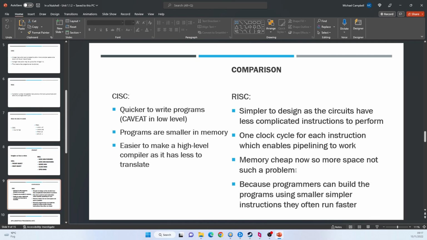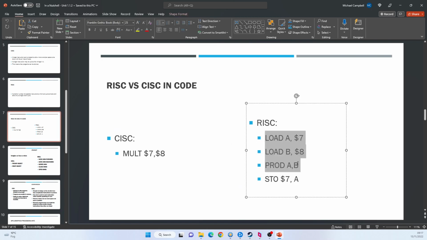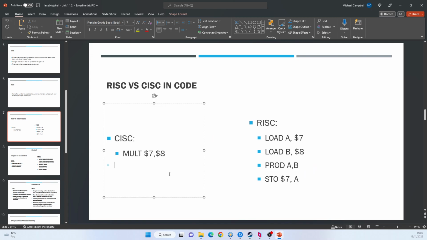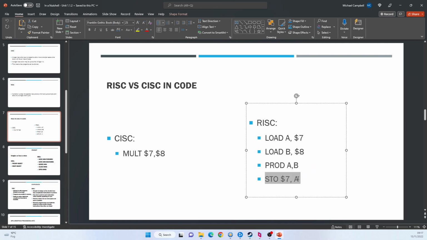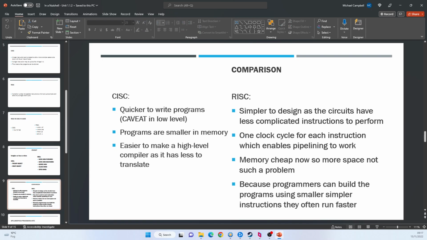And because programmers can build the programs using smaller, simpler instructions, they often, not always, run faster. What I mean by that is, let's say I wanted to do these 3 parts, but not do this, and do something else after that. I might have to still do all of that and then do the thing after, even though I don't really want to do the store 7. Maybe I'll do something here as well, like add 2 to it. Now I've got to do an extra instruction, and then do my add to it or whatever. So you can see that it's possible that it could be simpler, and therefore more efficient and faster.